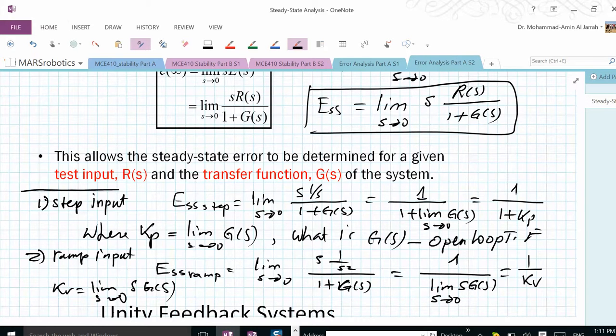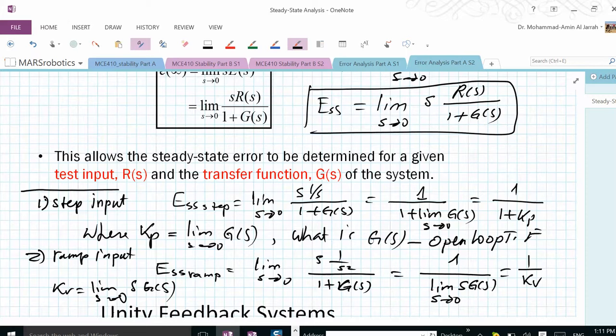So in order to have zero error to a velocity input, what should the system have? 1 over s squared. So we should have two poles at the origin now. Double integration. We have two integrators. It's more difficult now. We have two integrators.